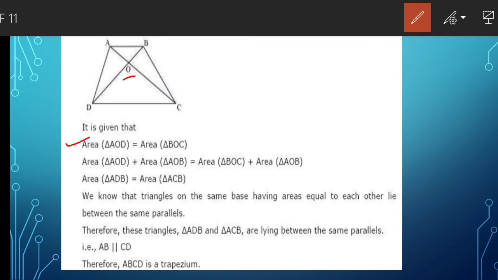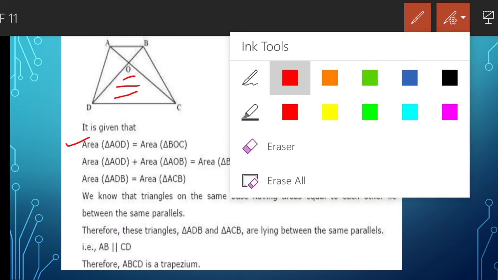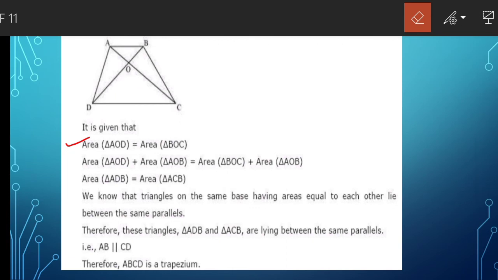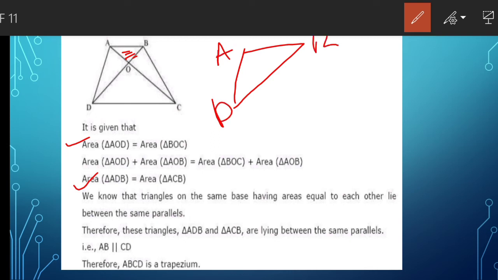Now the part BOC we have to add to the given equality. So AOD plus BOC will give you ADB. So this is your ADB, and with BOC and AOB we will get area ACB. So we have area ACB.